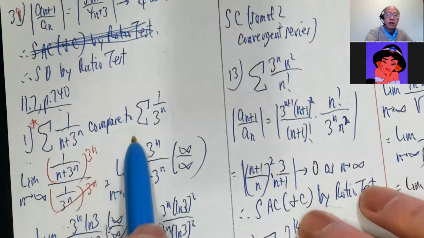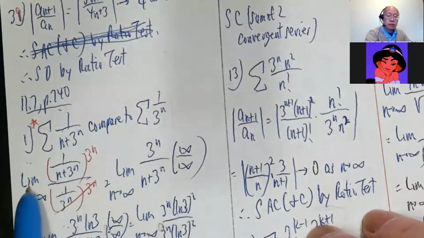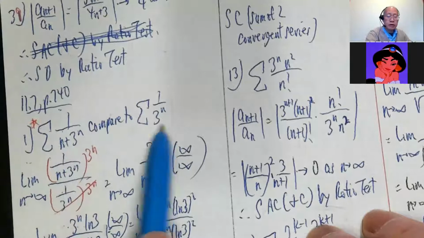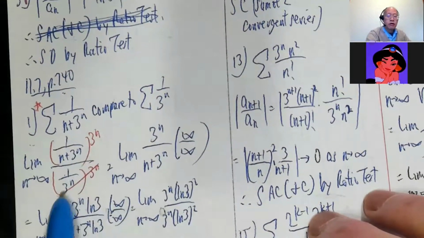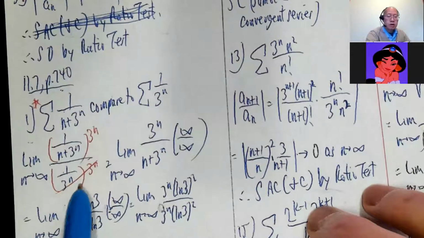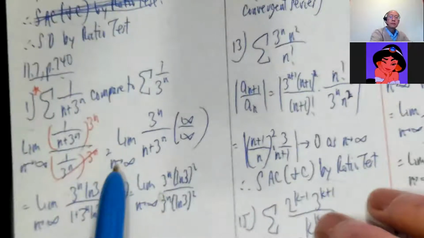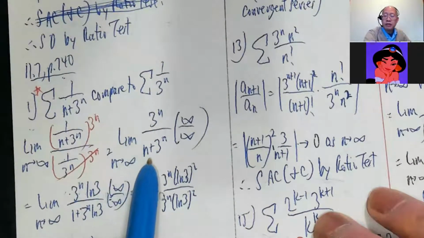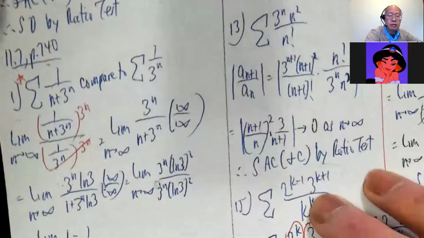All right, so we're doing a limit comparison test. Anytime you do the limit comparison test, you take the limit of the ratio, limit as n approaching infinity, of either this one divided by this one or the other way around. It doesn't matter. So 1 over n plus 3 to the n over 1 over 3 to the n. Multiply top and bottom by 3 to the n. This will cancel out. So limit as n approaches infinity of 3 to the n over n plus 3 to the n. This is infinity over infinity, which means L'Hopital's rule applies.